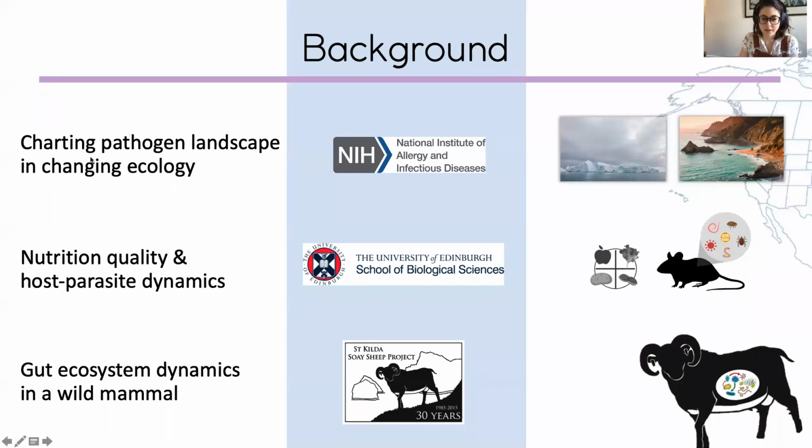I did a 2-year fellowship at National Institutes of Health, where I was investigating how changing climate and sea temperatures might change the pathogens that are in marine mammal populations. And then I switched for my PhD to a more experimental approach, where I studied experimental manipulation of nutrition quality and how that influences host parasite dynamics. And my current work as a postdoc with the Soay sheep project of the University of Edinburgh is following up on this idea of environment and host interactions and looking at how the ecosystem within a host, and particularly in a mammalian gut, influences the fitness of an individual.